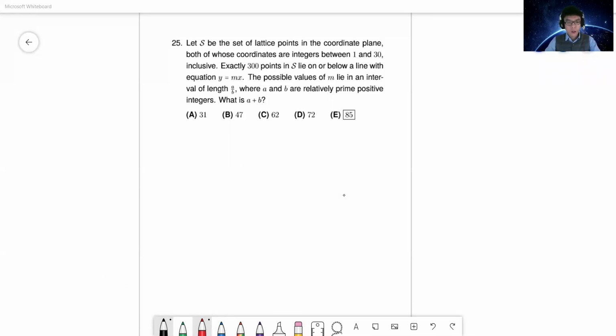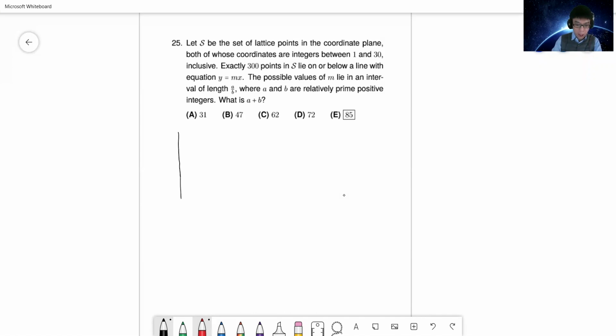Question 25. We consider lattice points in the coordinate plane with coordinates between 1 and 30. And we draw a line y equals mx. There are exactly 300 points on or below this line, and we want to find the range of this slope m.